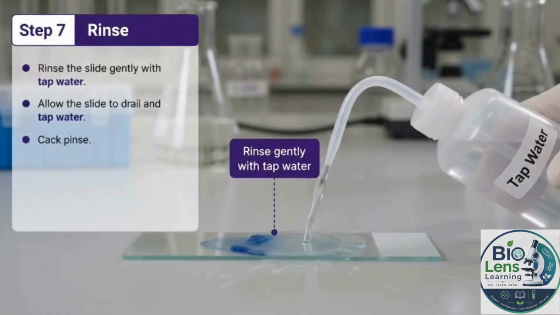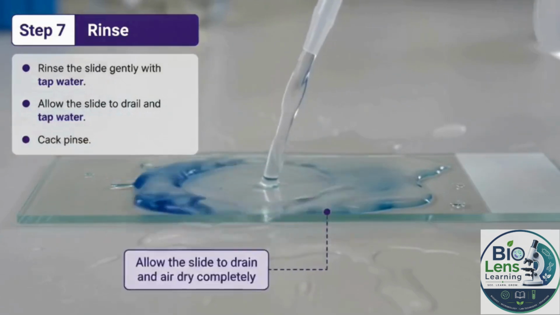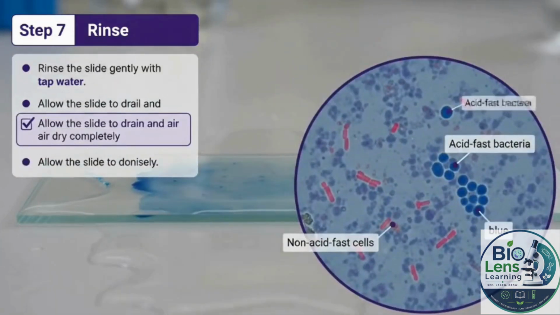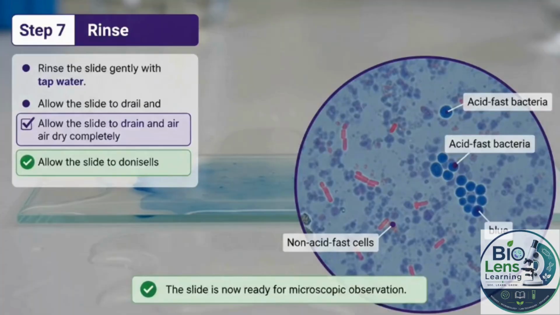Step 7. Final rinse. Rinse the slide gently with tap water. This removes excess counterstain and prevents crystal formation. Acid-fast cells appear red.